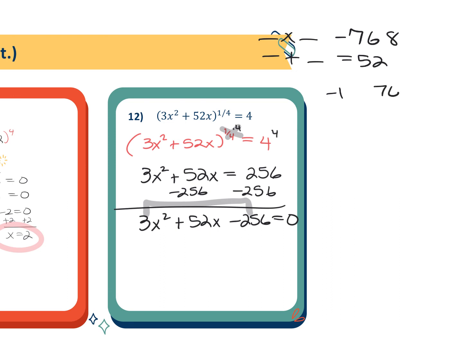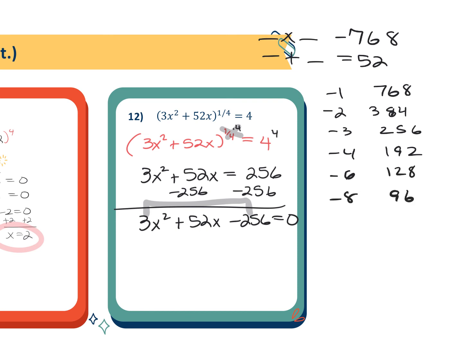So if I start my nice organized list here, negative 1 and 768. The signs have to be different, and the bigger factor will be the sign of the middle. So the bigger factor is positive. And then negative 2 times 384. And then negative 3 times 256. Negative 4 and 192. Negative 6 and 128. Negative 8 and 96. Still not there. I'm getting close. And then finally negative 12 and 64. And that's going to be my combination.